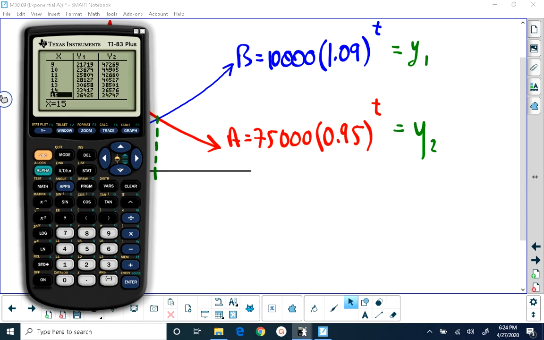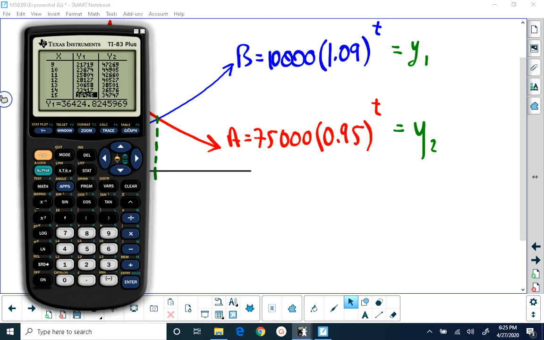You know what, everybody? The answer is 15 complete years. Because at 14 years, Brementown is only at 34,400 people, and Allentown is at 36,600. Allentown is still winning the population race at 14 years. But at the 15th year, after 15 years of change, Brementown has finally surpassed Allentown. So the answer to the question is 15 years.